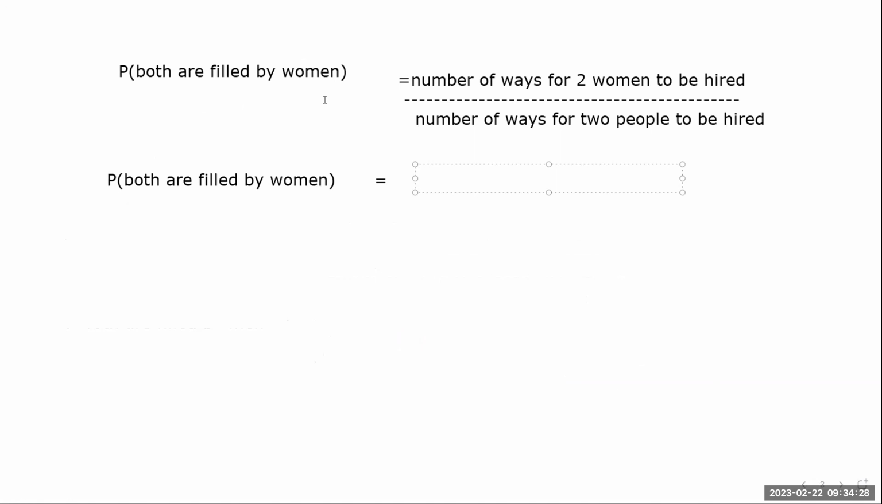So we have from the 7 women, let me draw this on the screen. From the 7 women that we have, we choose 2. 7 choose 2, right? And from the 6 men, we don't choose any. 6 choose 0.